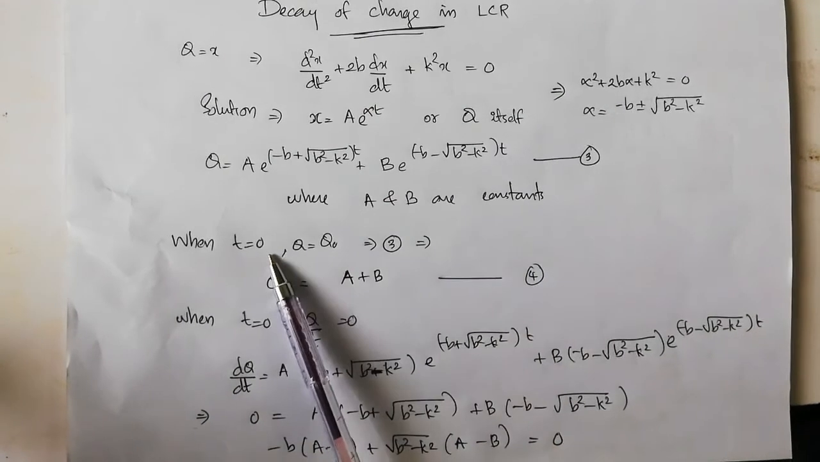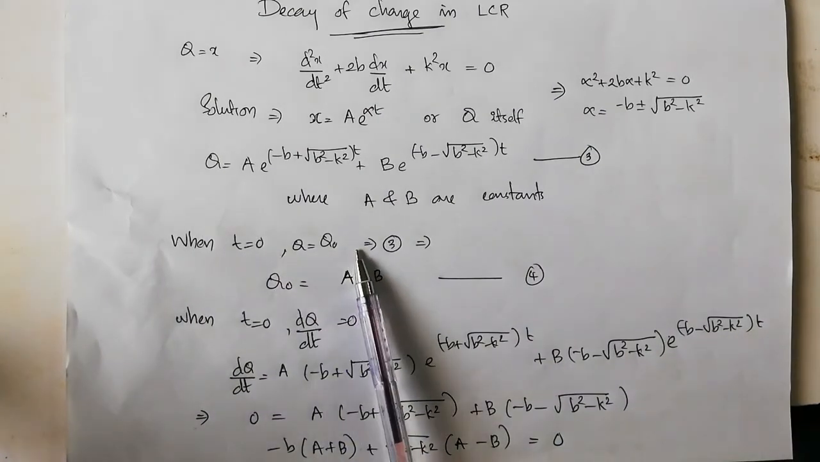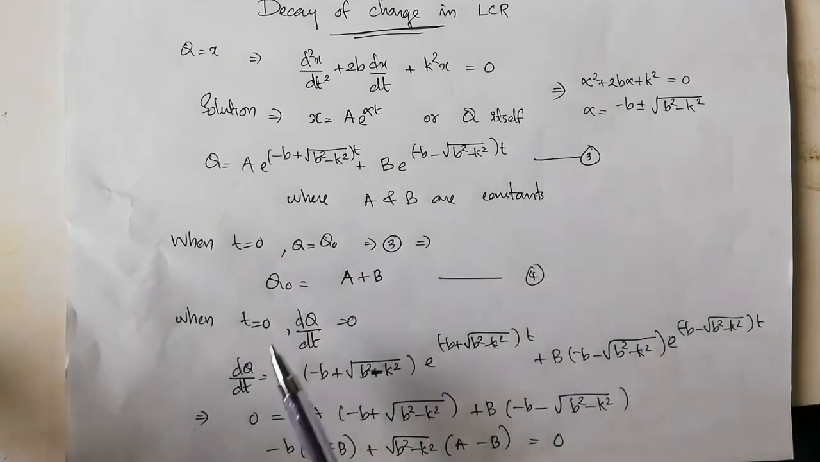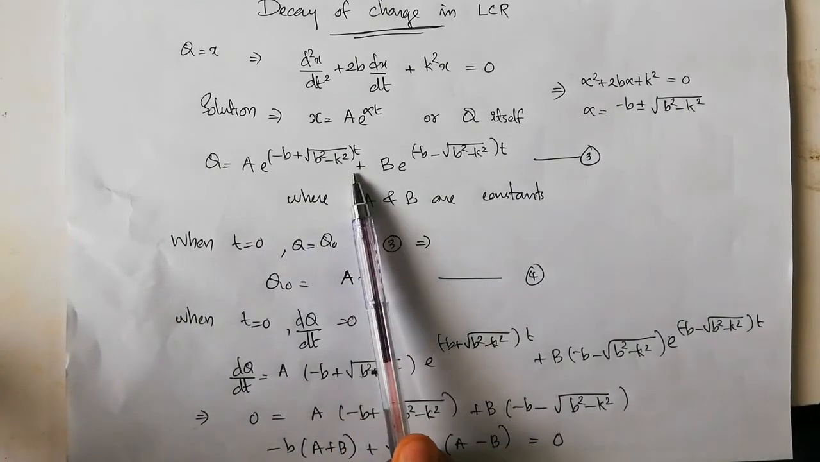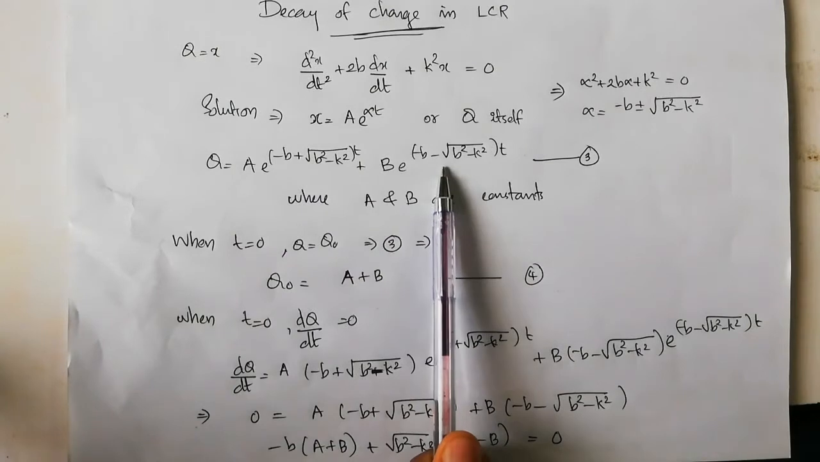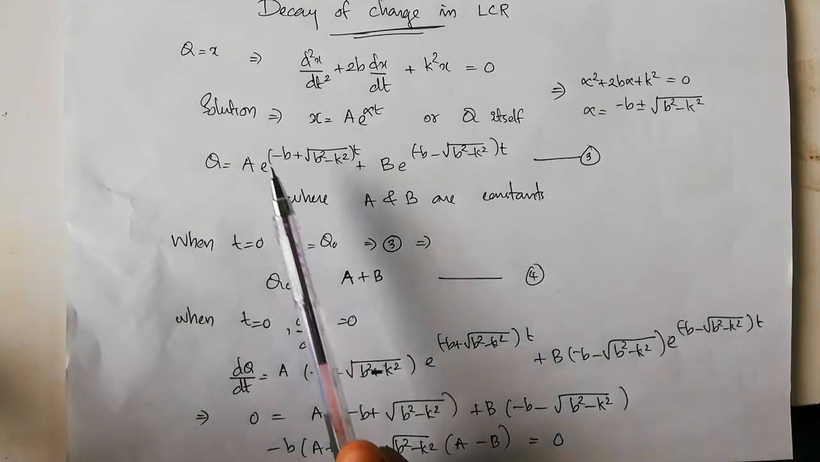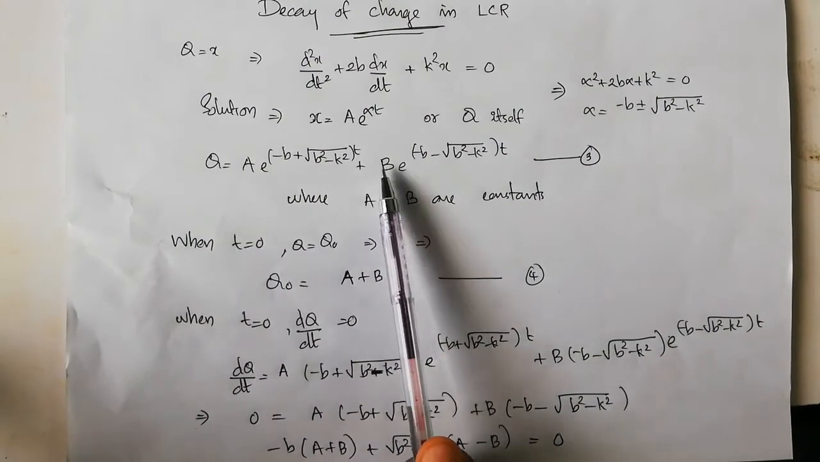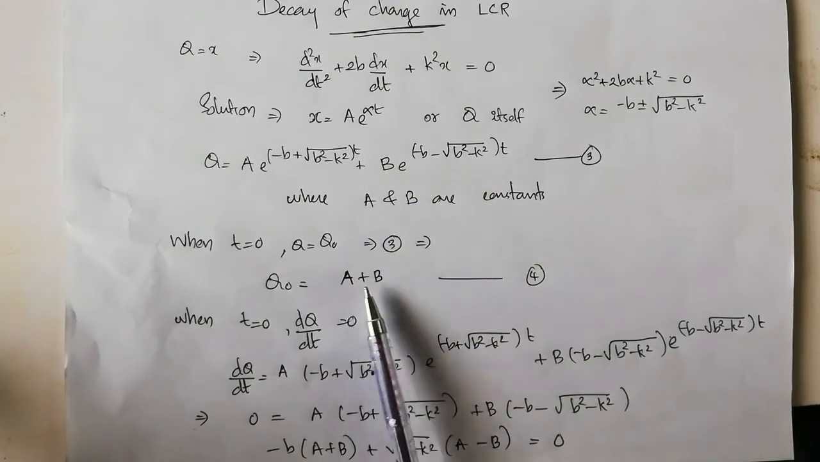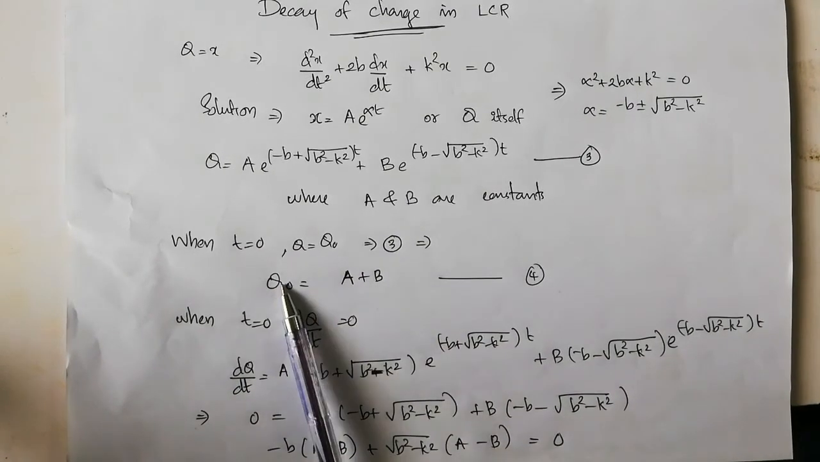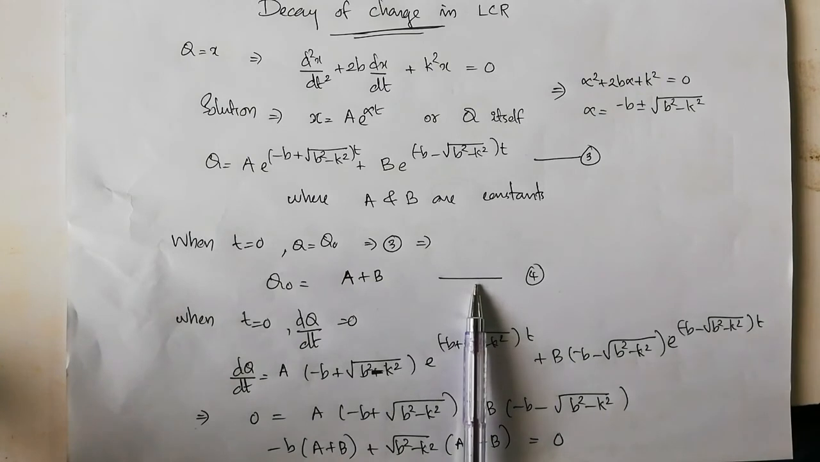When t = 0, Q will be equal to Q0. Then equation 3 implies that this exponential term will be e^0 and this also will be e^0. So we get Q = Q0 at t = 0, which is a into 1 plus b into 1, which is simply a + b = Q0. That is equation number 4.